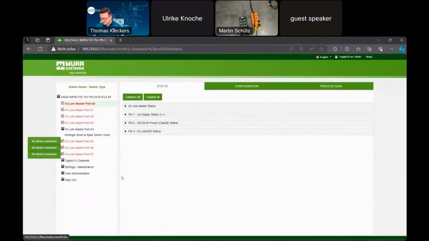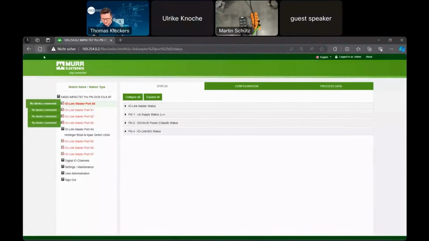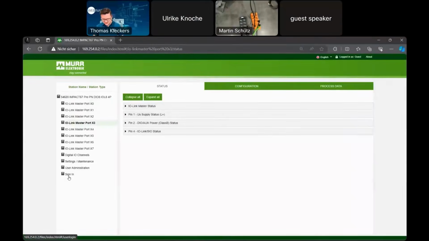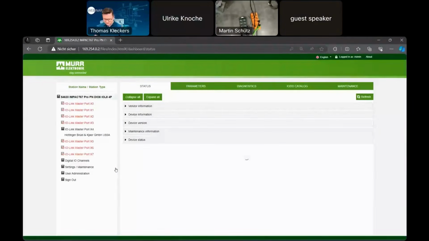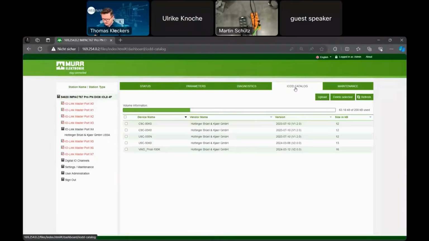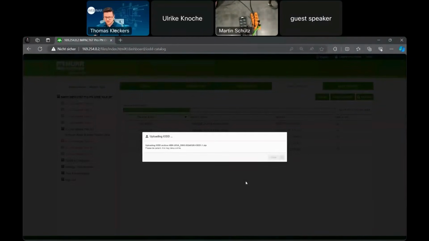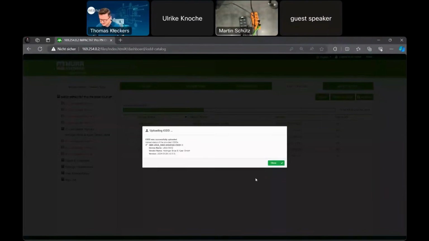And now here's the different procedure. We don't have a connection to the internet from the web server of this master, but what I can do is I will just log into this device quickly and get my admin rights. And now I can look in this IODD catalog. With this device, what we can do, we can just upload IODDs. So what I did beforehand, I downloaded an IODD. I will upload it into the device. So now it's uploaded.